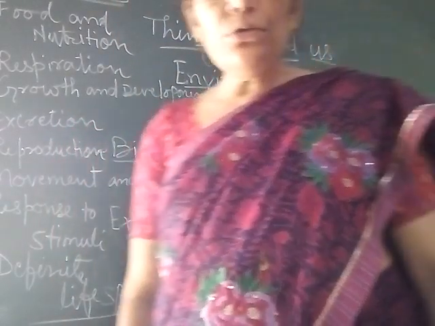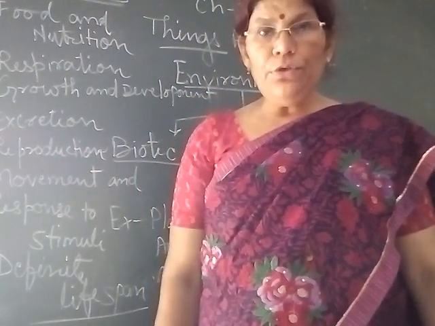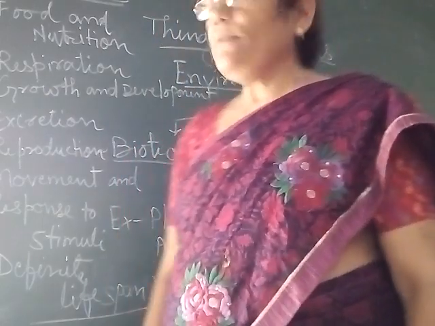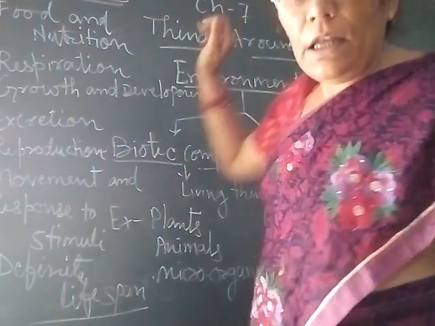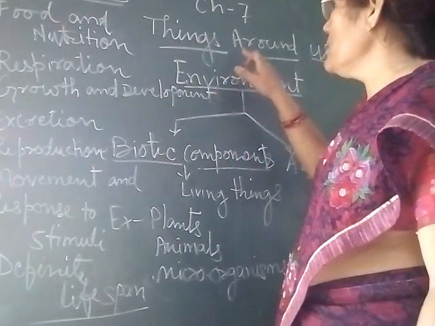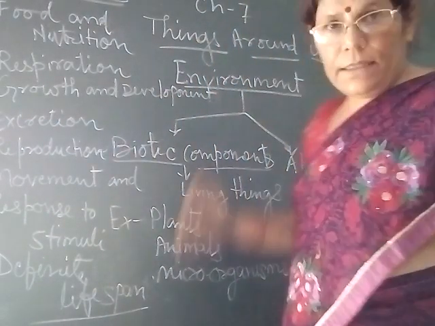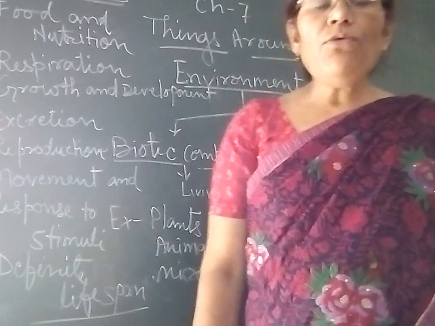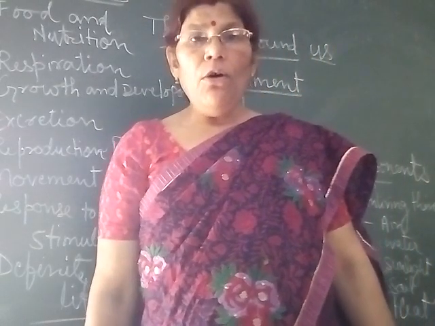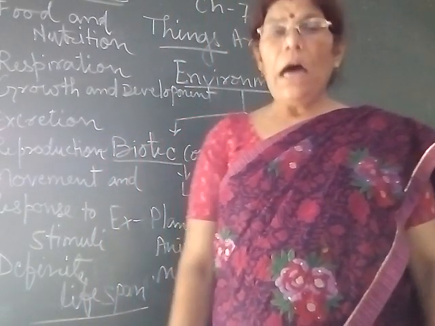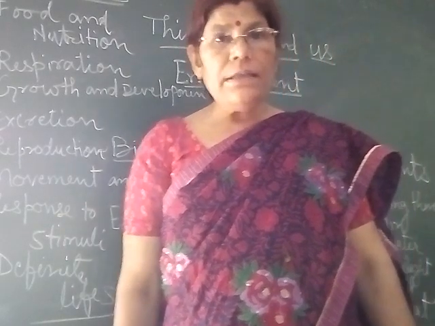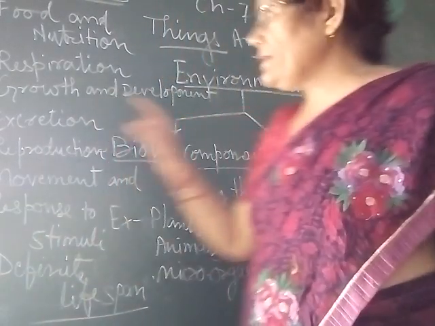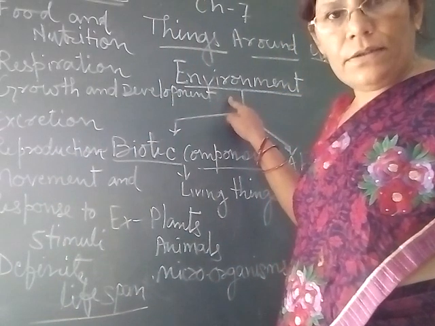I am going to upload a video today of chapter 7 unit 3. The name of this chapter is Things Around Us. Things around us means all those things which are present in our surroundings. That is also known as environment.